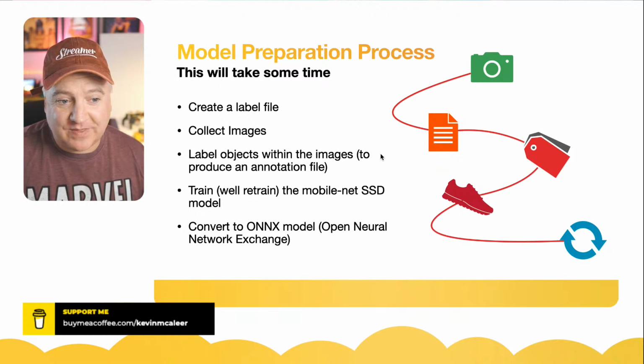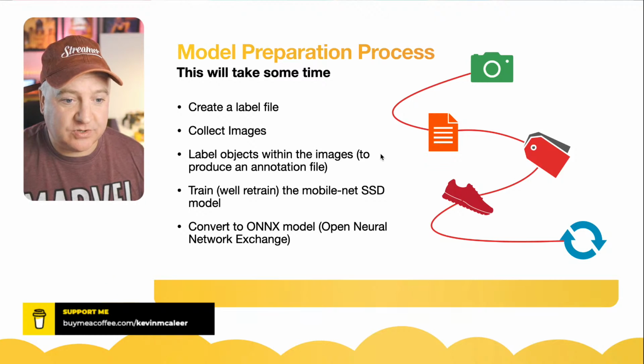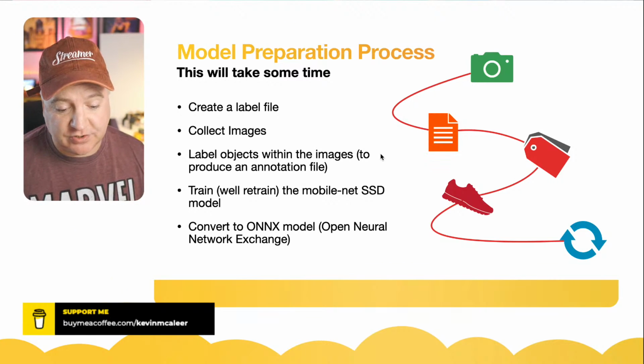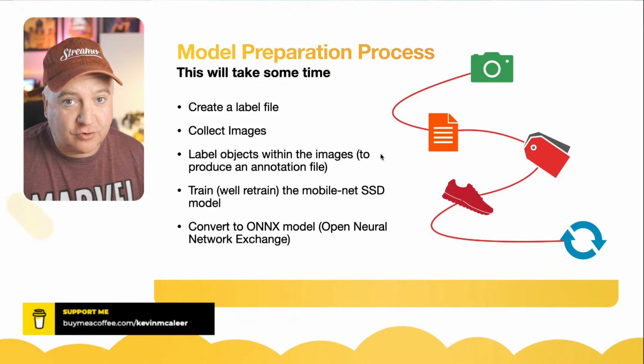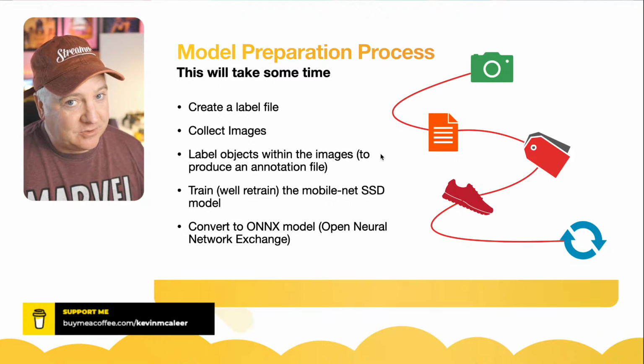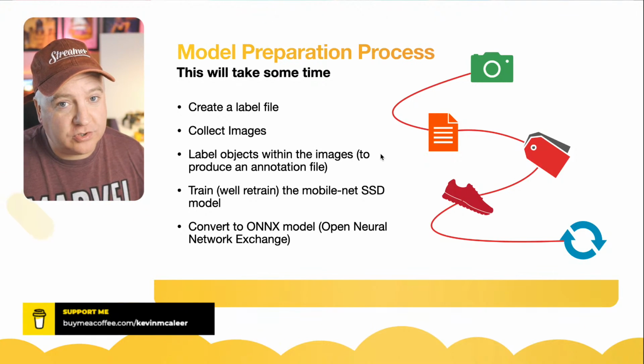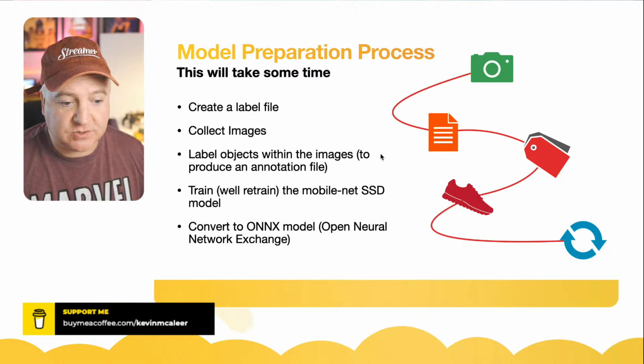Once we've got all those, we then need to train our model using this MobileNet SSD, and then we need to convert the output of that into the Open Neural Network Exchange, ONNX, model format. You can actually use this on different devices once you've created it. So, for example, you could train it on your Jetson Nano and then move it to a Raspberry Pi, and it should work just as well. It's a format that's open to all of them.